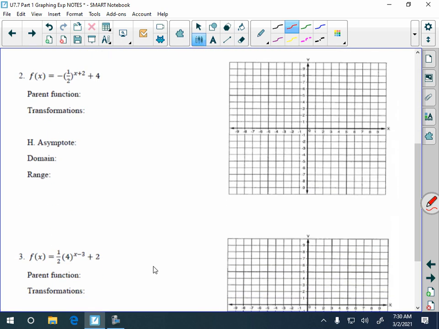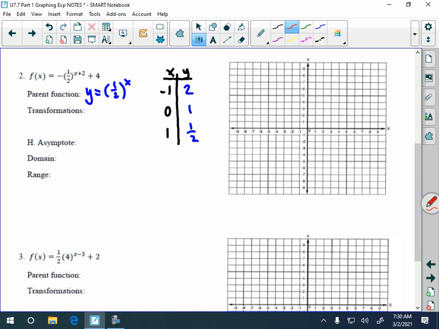All right, number 2. So again, let's go ahead and make our XY table. Negative 1, 0, and 1. Our parent function, y equals 1/2 to the x power. So when we plug our negative 1, 0, and 1 in, 1/2 to the negative 1, that's 2. 1/2 to the 0 is 1. 1/2 to the 1 is 1/2.